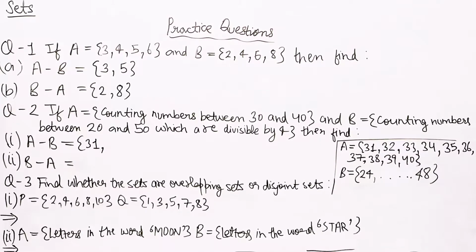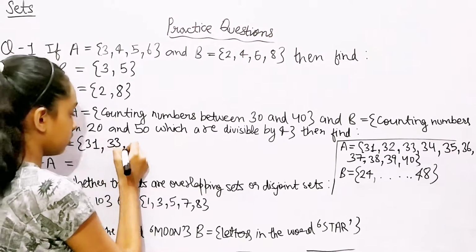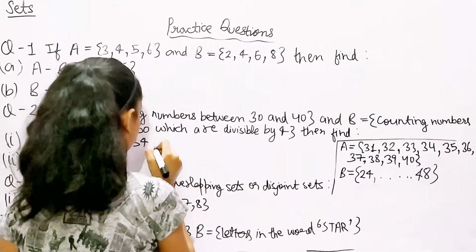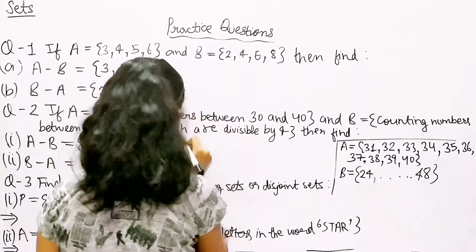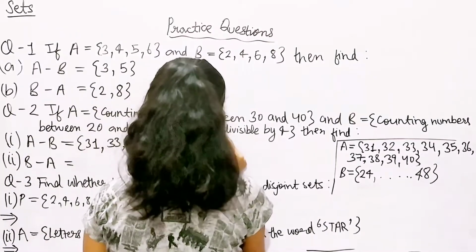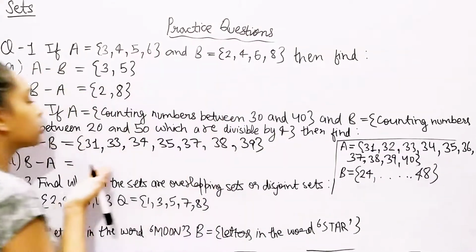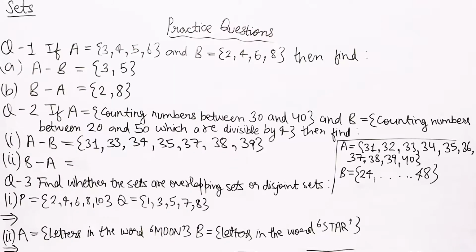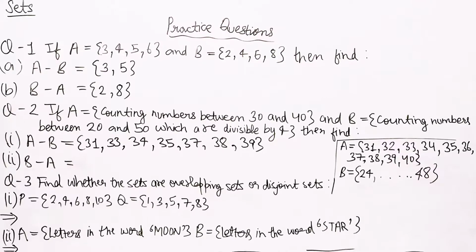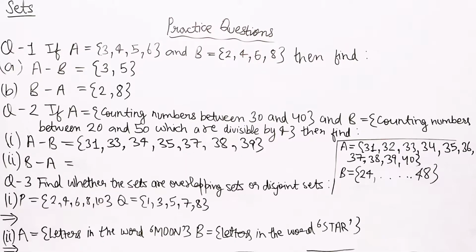So we're going to write 31, 33, 34, 35, 37, 38, and 39. Just have a look. We only have 1, 2, 3, 4, 5, 6, 7 elements. A minus B is equal to the elements 31, 33, 34, 35, 37, 38, and 39.